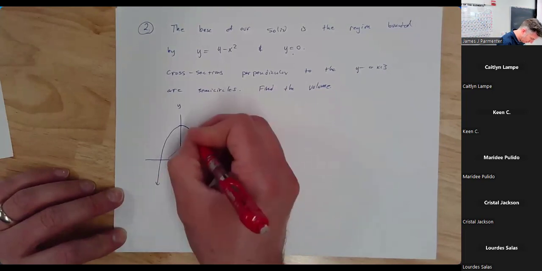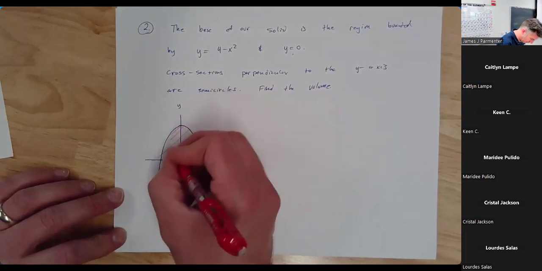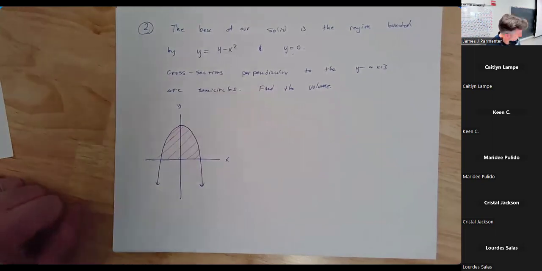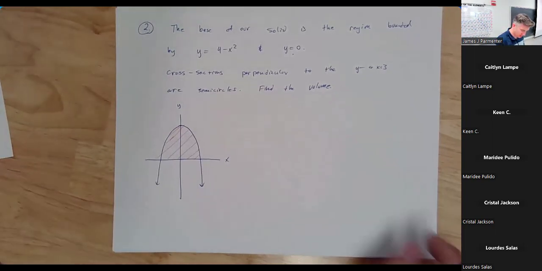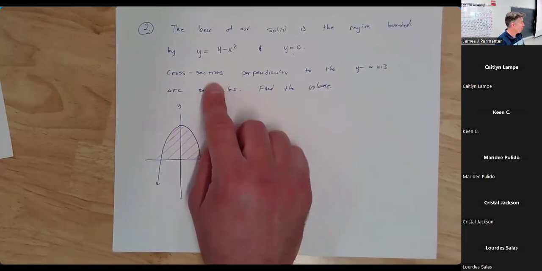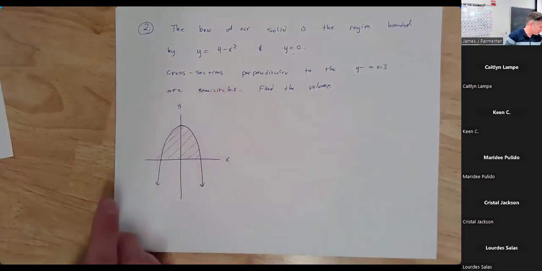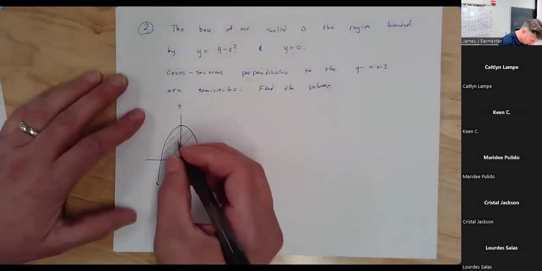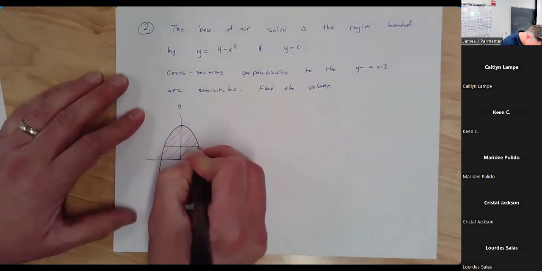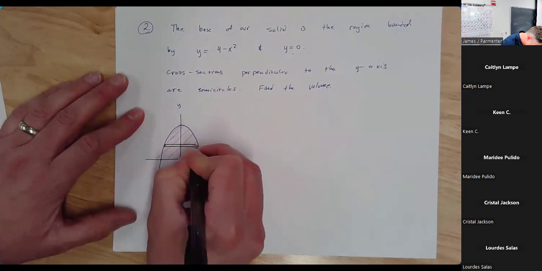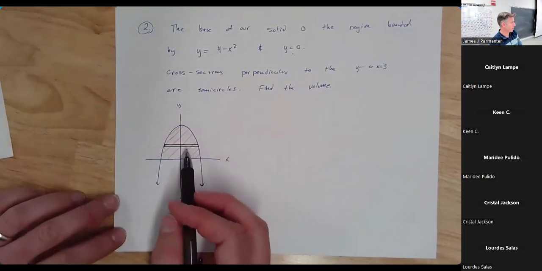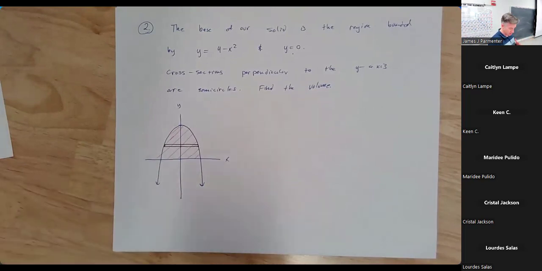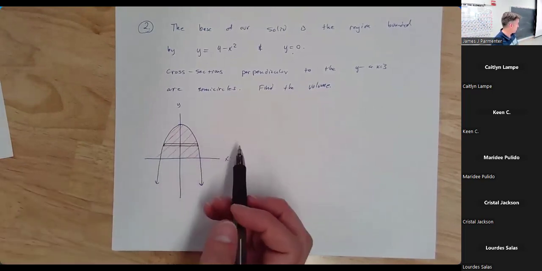So there's the region I've got. And then I'm also going to draw the cross section that they told me to draw. So cross sections perpendicular to the y-axis. So my cross section is looking like this. Are semicircles. So from that strip there, I'm going to have a semicircle where that's the diameter of my semicircle.